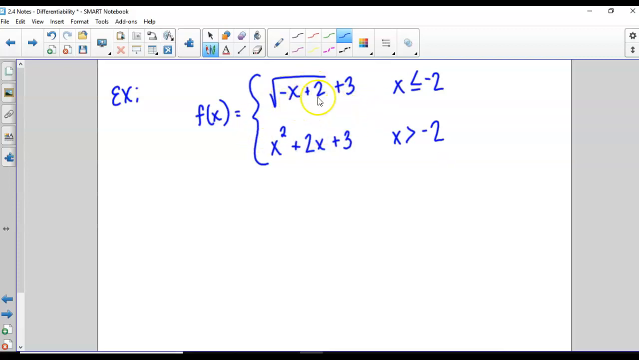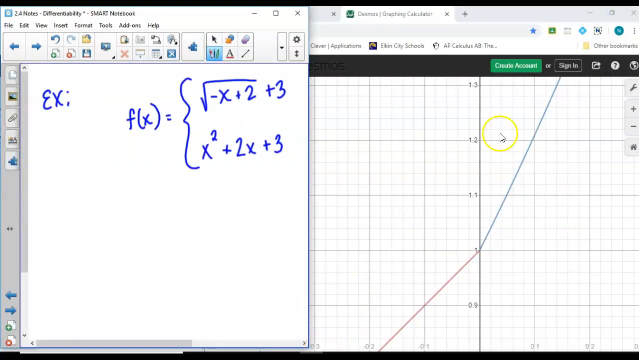Okay, so I think this is what I'm wanting. So square root of negative x plus 2, plus 3. And with these types of problems, some of the ones you're gonna have on your homework say that you can use a graphing utility to decide where this is or is not differentiable. So if we're going to use a graphing utility, I like Desmos better than anything for these because I think it is the easiest to deal with.